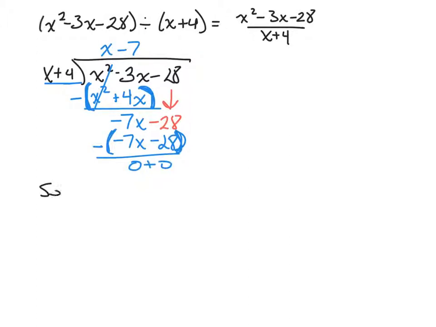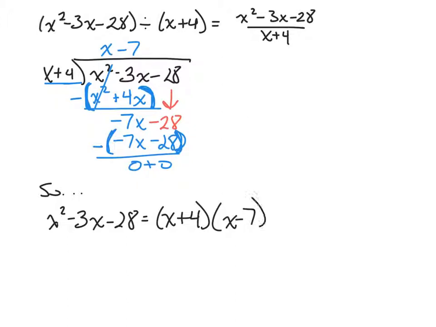So how could we rewrite this as a multiplication problem? What this is going to mean, just like before, is that x squared minus 3x minus 28 could be rewritten as the product of this and this. So that's equal to x plus 4 times x minus 7. Let's do it one more time.